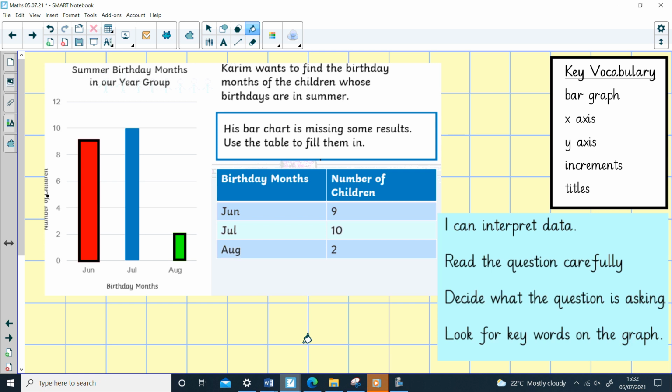So we can now check that we've got 9 children in June on the graph and in the table, 10 for July and 2 for August. Those bars really help us to see clearly that July was the most popular month and that August was the least popular. Okay, let's have a look at another graph.